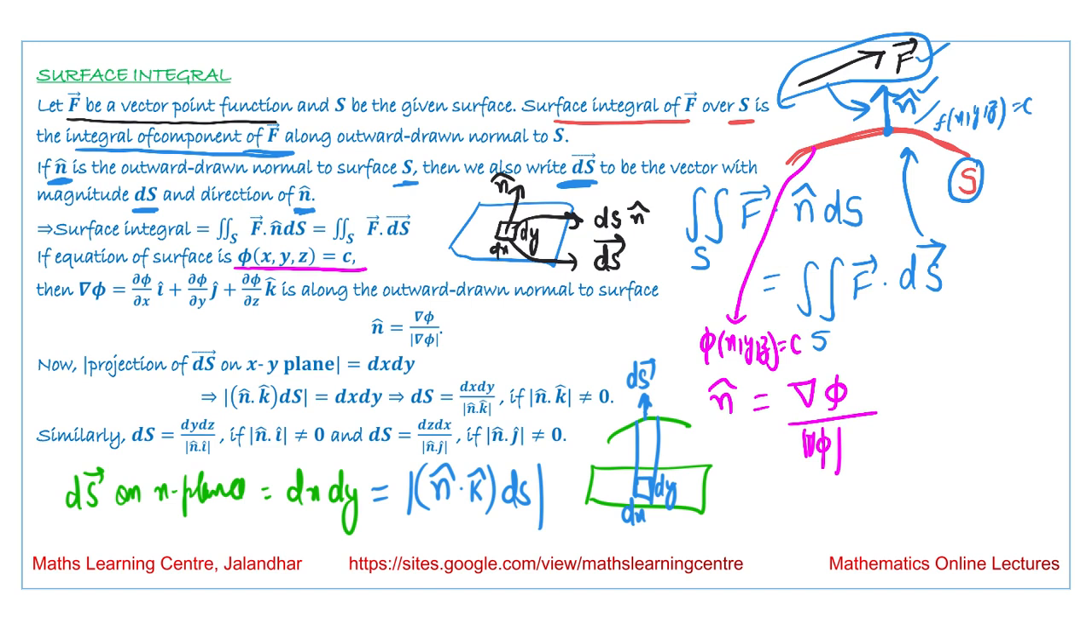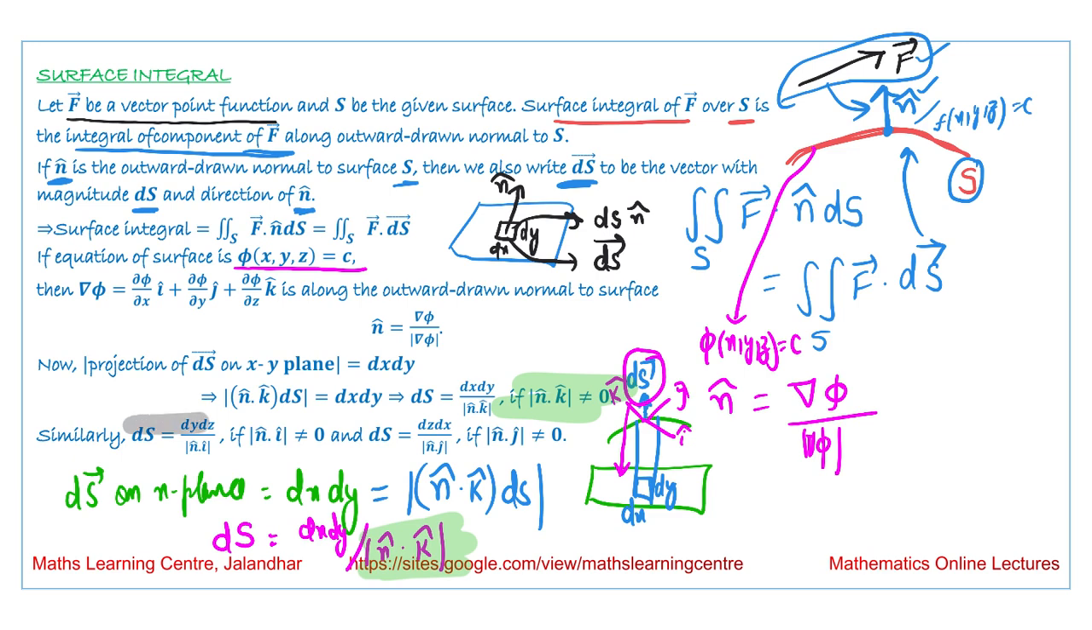Why? This ds has three components, in the direction of i vector, j vector and k vector. If we want the component in the direction of the xy plane, we take the dot product with k vector and get this answer. So what we obtain is that ds is equal to dx dy over mod of n cap dot k cap. This holds if n cap dot k cap is not equal to 0.